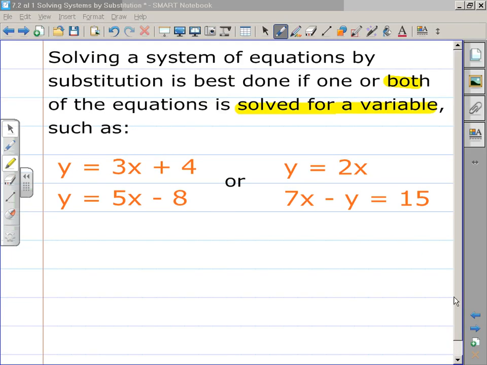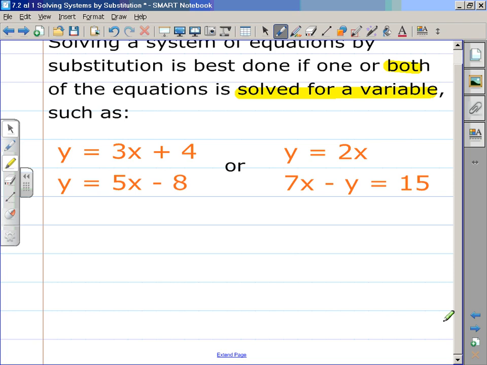In this first example, where we have y is equal to 3x plus 4 and y is equal to 5x minus 8, since both expressions are equal to y, we can substitute either one of these algebraic expressions on the right in for y. In this case, I'm going to take 3x plus 4, and I'm substituting it in for this y. So the equation I have to solve is 3x plus 4 is equal to 5x minus 8.